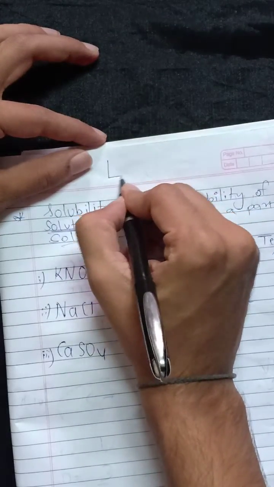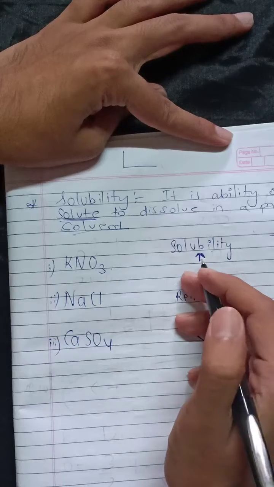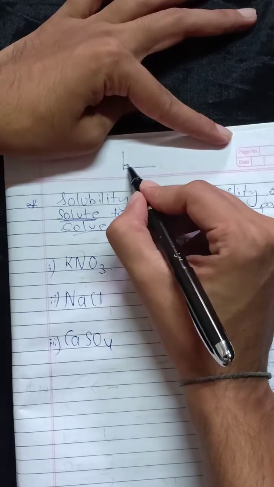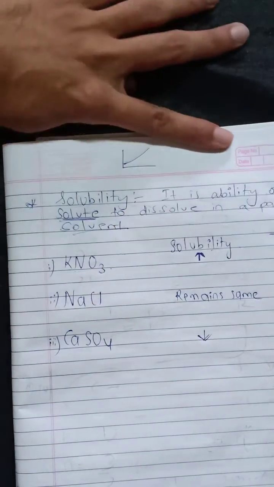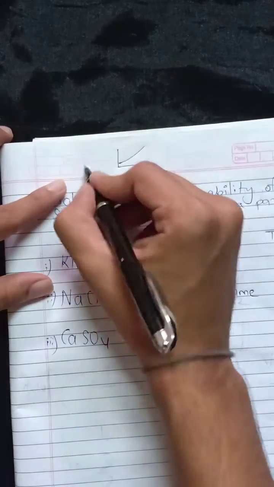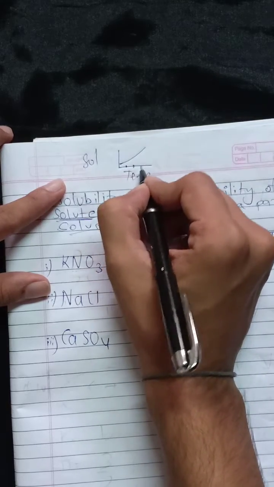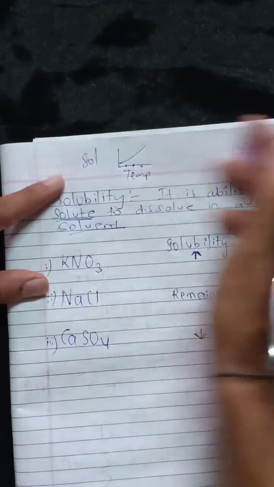So basically, what does the graph show? If you increase the temperature, the solubility will increase like this. It will show the curve like this. I am increasing the temperature, and this is the solubility part and this is the temperature. So I am increasing my temperature, and that is why the solubility was increasing.